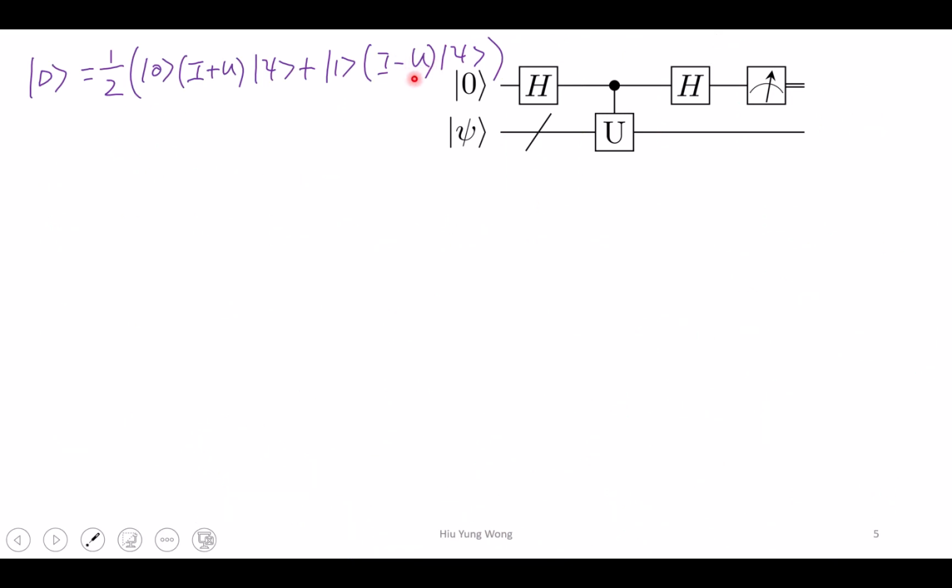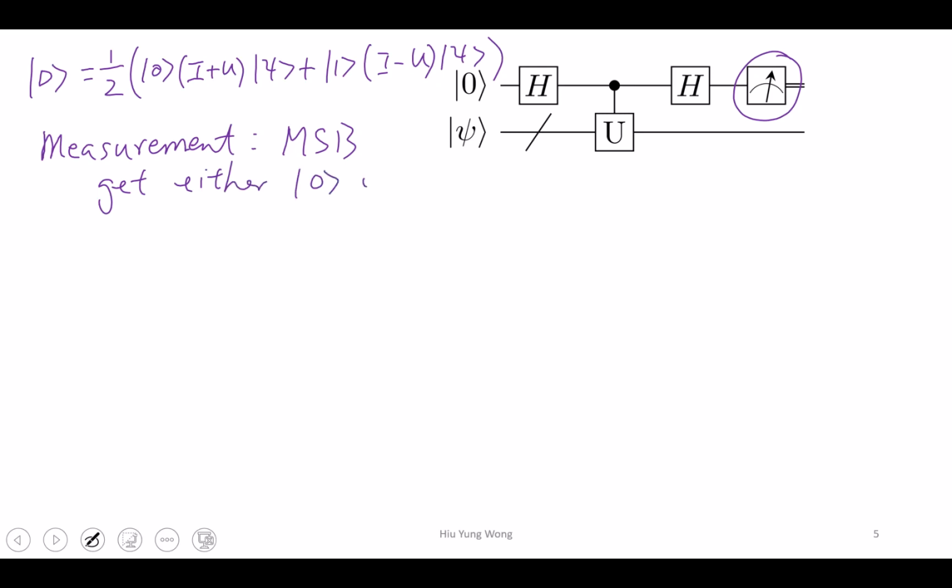Again, 1 minus U is the operator, right? So this is the final result. Now, if we do the measurement, what will you get? I only measure the MSB, because that is what I'm doing. You get either 0 or 1, correct? So basically, the wave function is going to collapse to either 0 or 1 with this term. Okay, now, what I'm asking you is, what is the probability of getting 0?